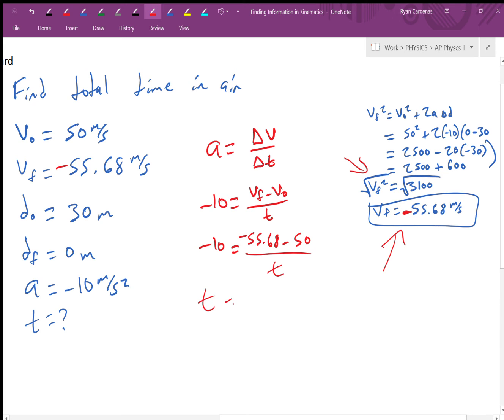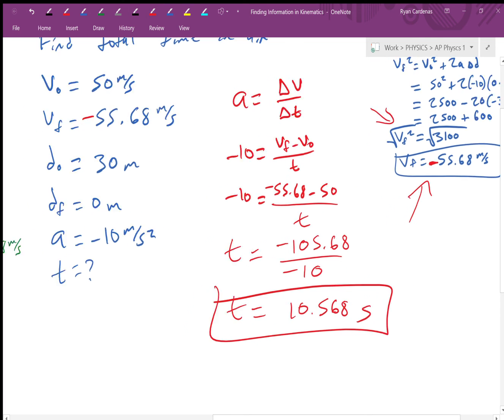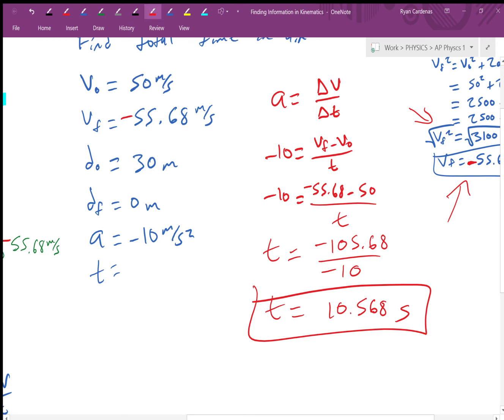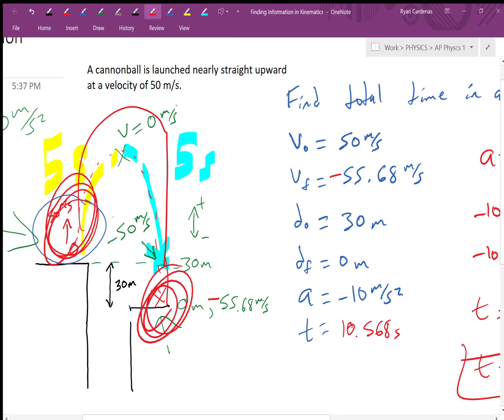And I'm going to solve for t. I've got negative 105.68 divided by -10, and that gives me a whopping time of 10.568 seconds. Eureka! I have now figured out what the total time of this object in the air is, and that feels really good. So it takes 10.568 seconds for this thing to go from here up and then down all the way to here.